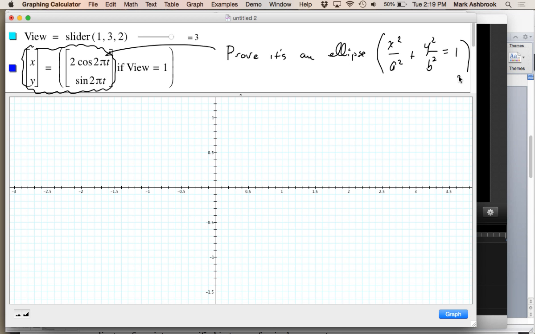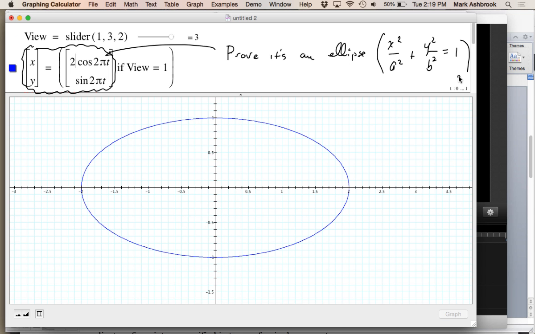So proving this is an ellipse isn't about equidistance anymore, right? Because every point is a different distance from the origin. So you can't do that. But if we know that this is the equation of an ellipse, given this set of points right here, can you show that it has this form of a relationship of x and y?